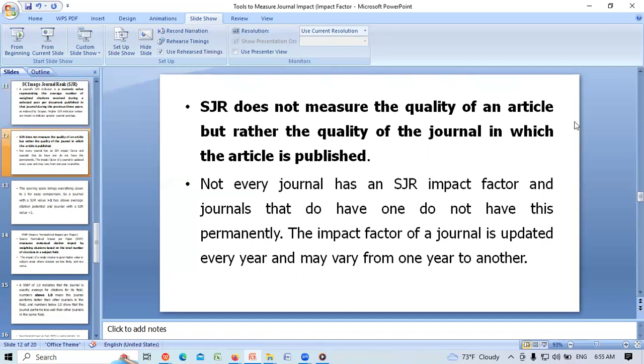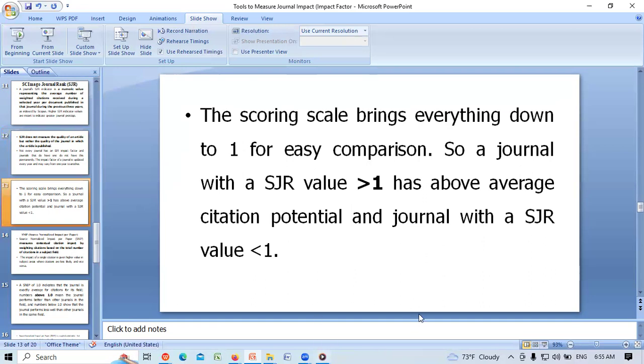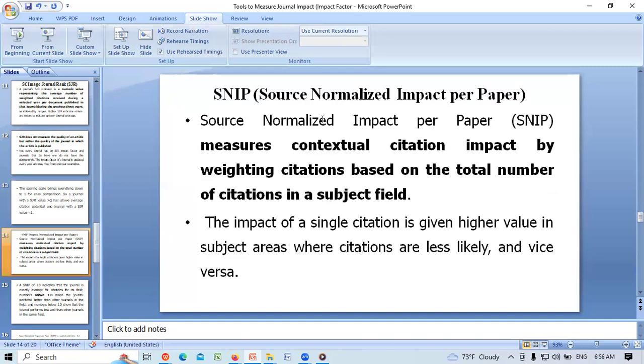SJR does not measure the quality of the article, but rather the quality of the journals in which the articles are published. Not every journal has an SJR impact factor, and journals that do not have one do not have this permanently. The impact factor of journals is updated every year and may vary from one year to another. The scoring scale brings everything down to one for easy comparison. A journal with an SJR value greater than one has above average citation potential, and journals with SJR below one do not.